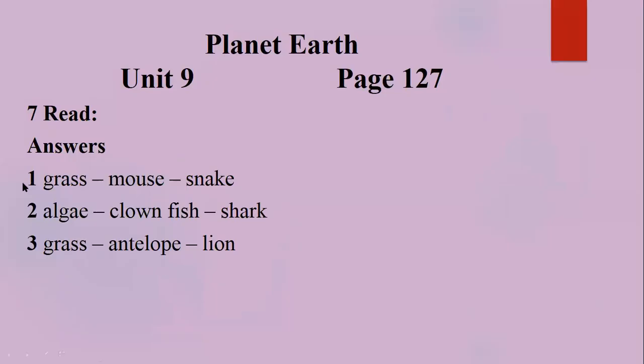So for the first food chain, the grass is the producer, mouse is the primary consumer, and snake is the secondary consumer. Same like that, these are the food chains.